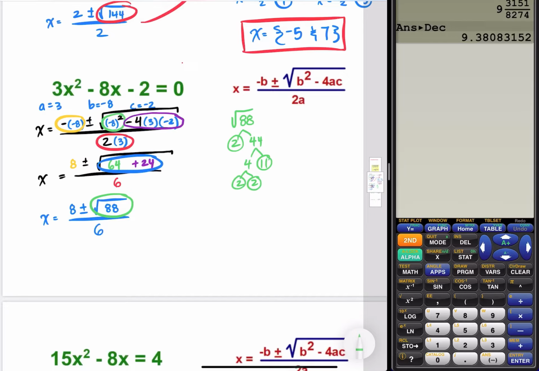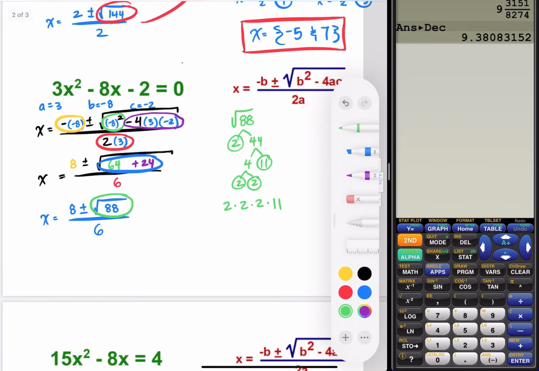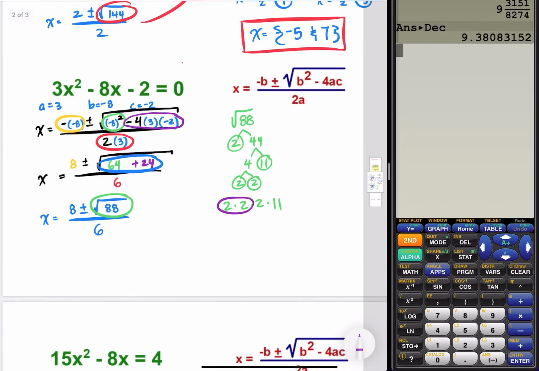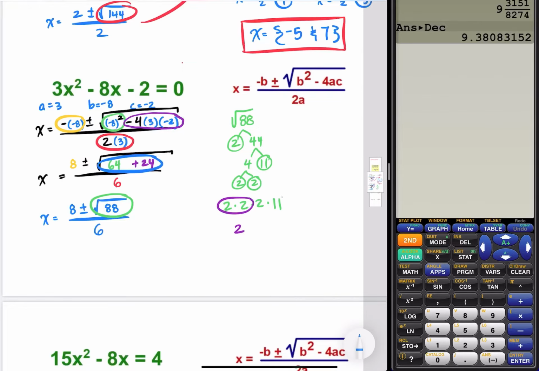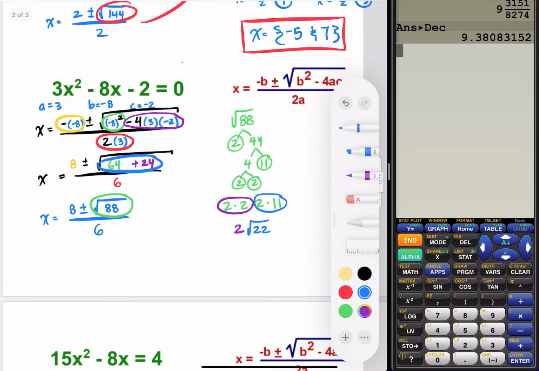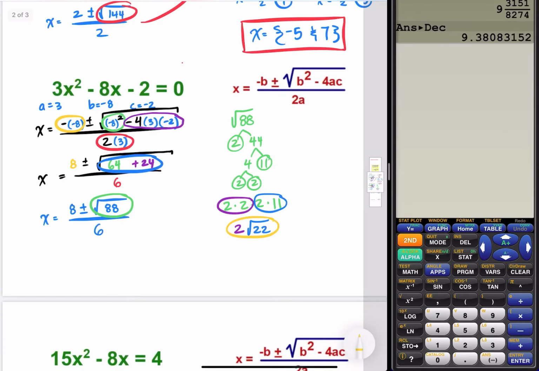So the prime factorization for 88 is 2 times 2 times 2 times 11. So I take all my prime numbers, and if you actually multiply all those out, you're going to get that 88. Now what we're going to do here is look for pairs. So I see a pair of 2s, and that's going to come outside my square root, or outside my radical. And anything that doesn't have a pair, I'm going to put right back inside the radical. So what doesn't have a pair is that 2 and that 11. Well, 2 times 11 is 22. So that means the square root of 88 in simplest form is 2 root 22. So these two are the same.